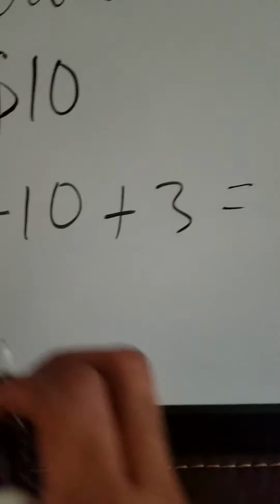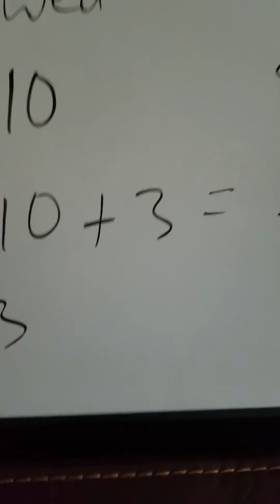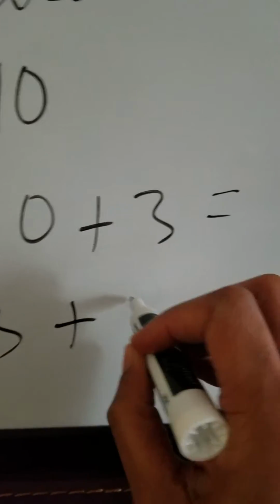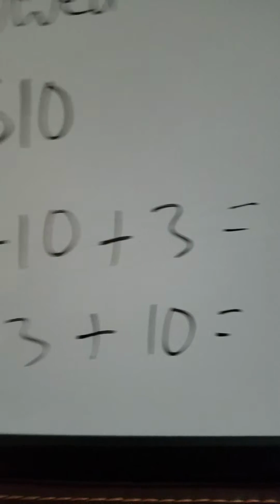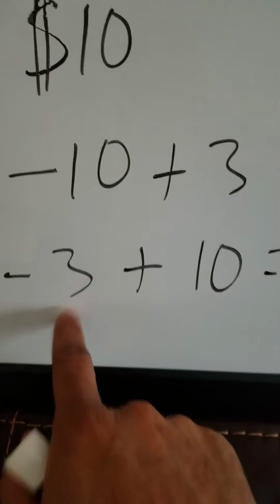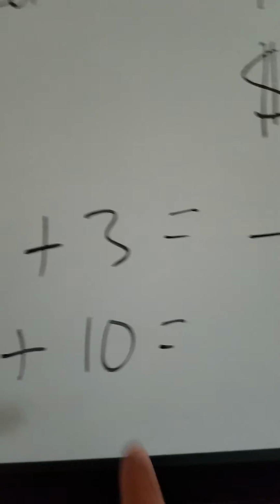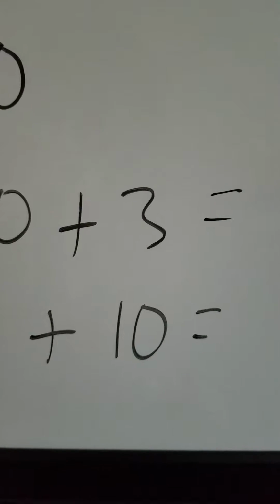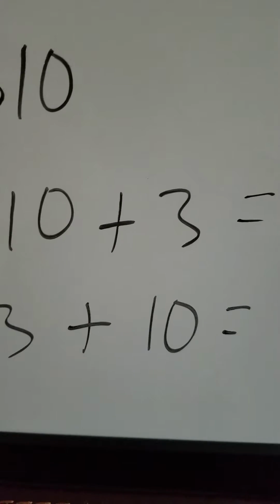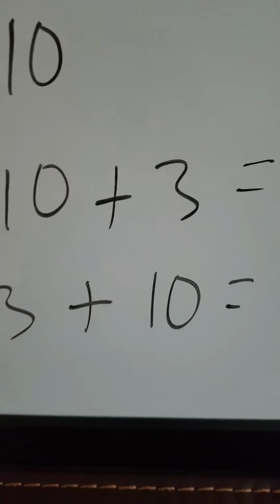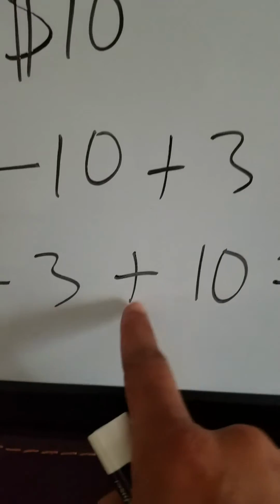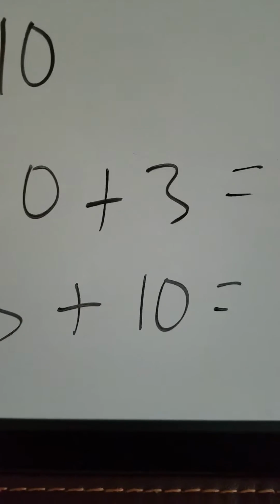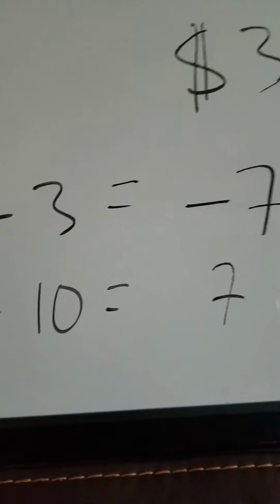Let's look at the reverse. If 3 was negative and the 10 was positive, what is the same idea? You owe someone $3, you actually have $10. So if you were to pay them the 3 you owe them, you'd be left with 7. But in this case, the sign on the bigger number is positive, and so we leave the 7 positive.